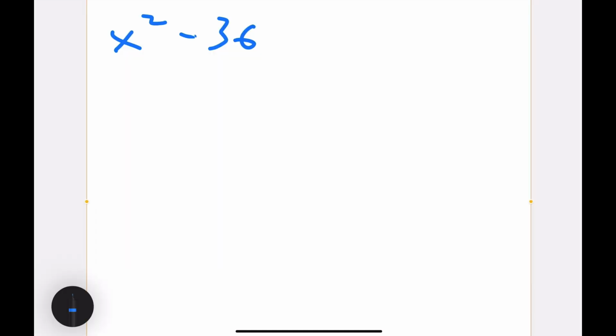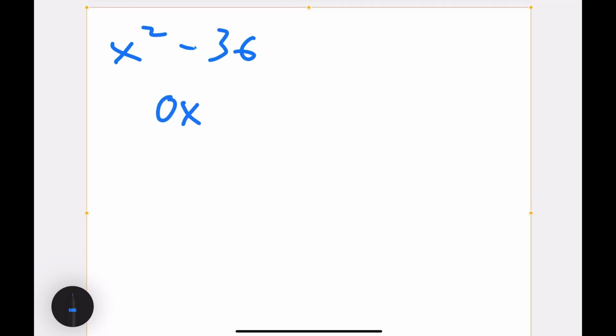Okay, so in this case, we have no x term. So we basically want the numbers to add up to 0x. So we know that they're both square numbers, and the square root of 36 is 6. And 6 multiplied by -6 is -36, and 6 minus 6 is 0. So those are the numbers we want. So now we have found the numbers to go inside the brackets.